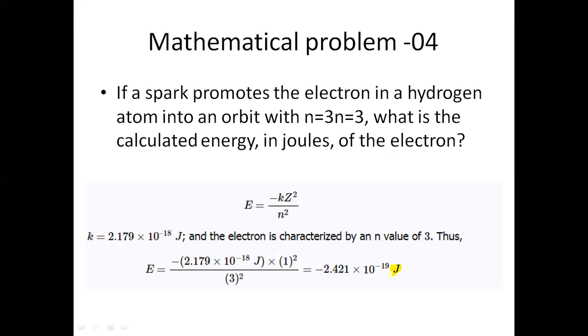To convert from joule to electron volt, we can divide this value by the charge of the electron, that is 1.6 into 10 to the power minus 19. In this way, you can change the unit from joule to electron volt.